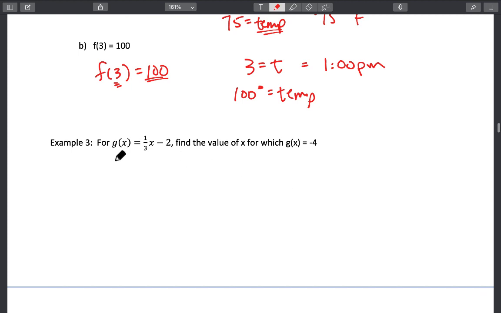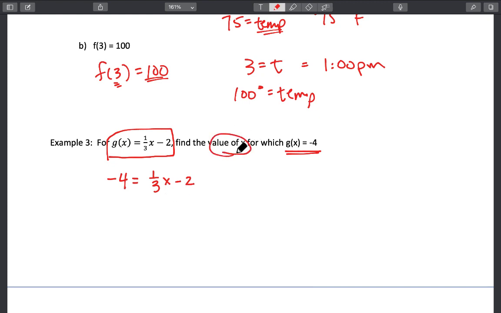Example 3 says g of x, here's full-on function notation, g of x is equal to 1/3 of your input x minus 2 more. Find the value of x for which g of x is negative 4. So this is a little bit tricky now. They're saying that the output is negative 4. So negative 4 is going to be substituted in for g of x is equal to 1/3 x minus 2. So now we have to solve for x.